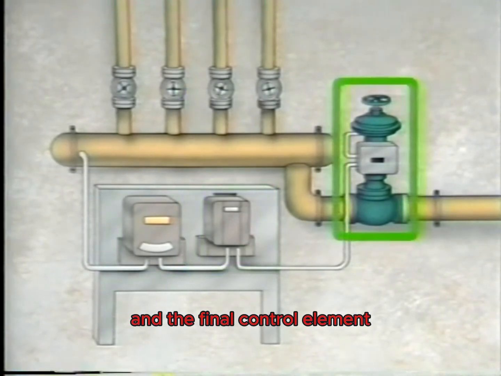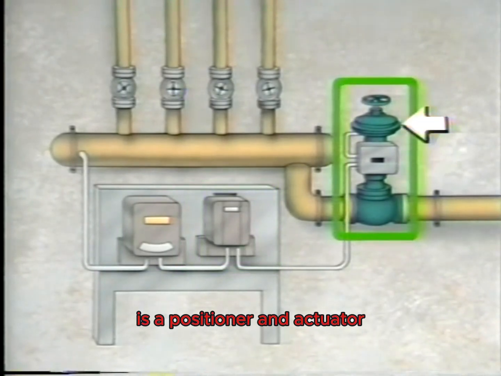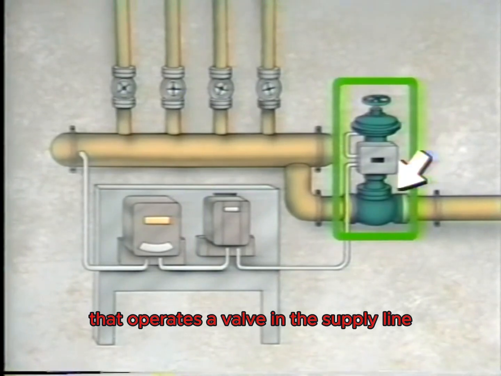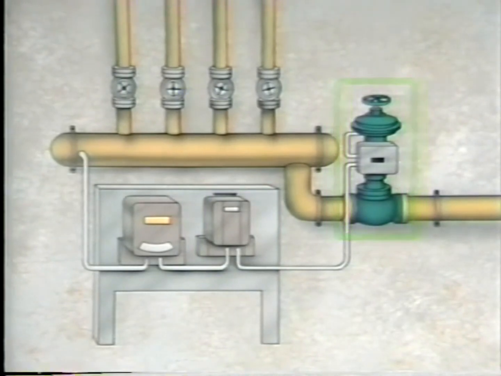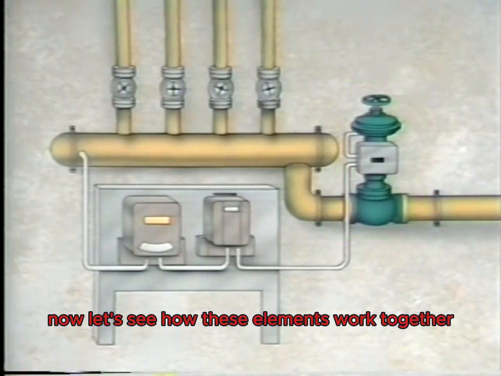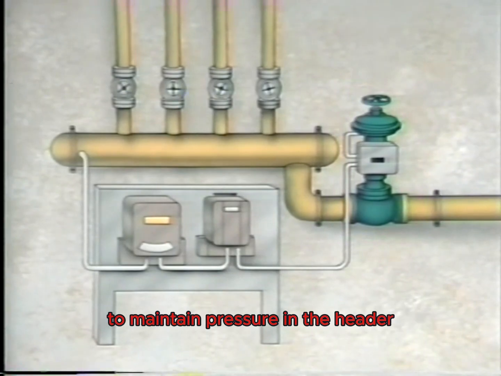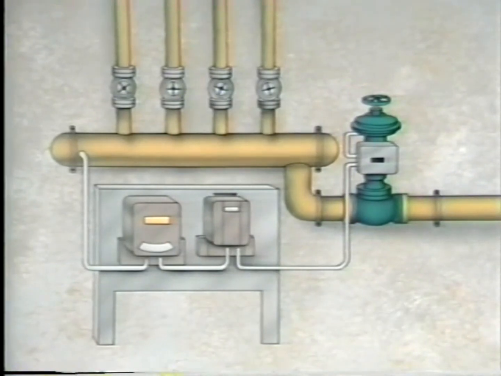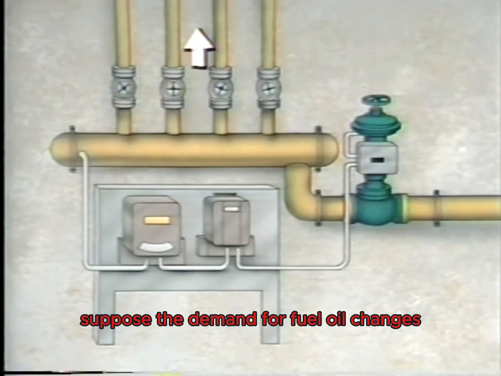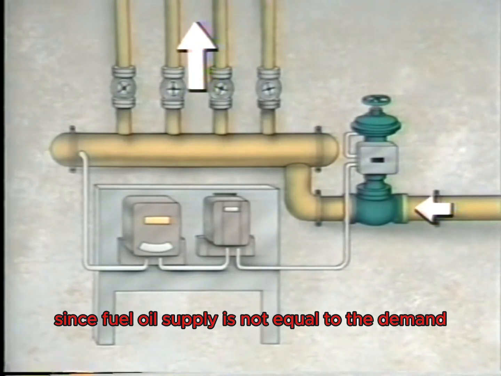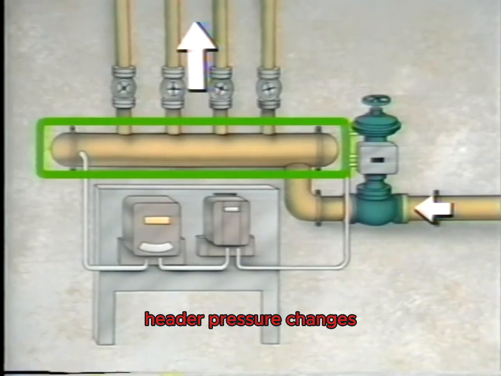And the final control element is a positioner and actuator that operates a valve in the supply line. Now let's see how these elements work together to maintain pressure in the header. Suppose the demand for fuel oil changes. Since fuel oil supply is not equal to the demand, header pressure changes.